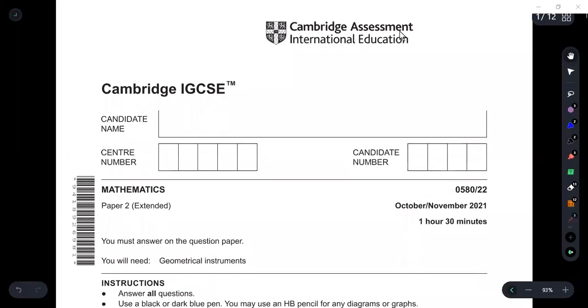Hello everyone, I'm going to solve today Cambridge IGCSE paper 2, October-November 2021, Radiant 2.